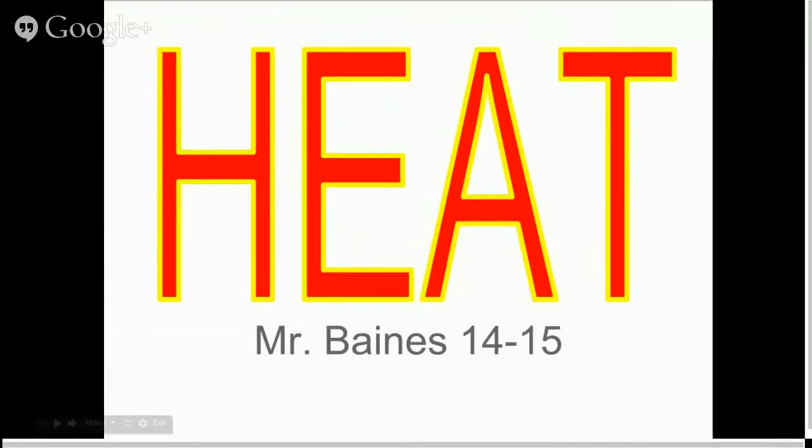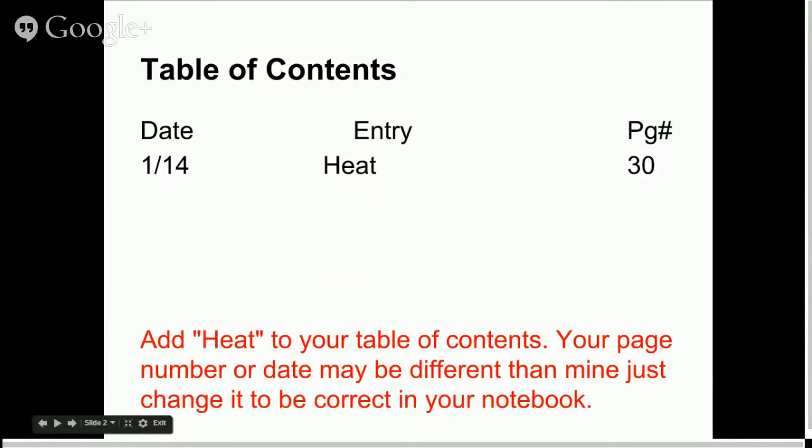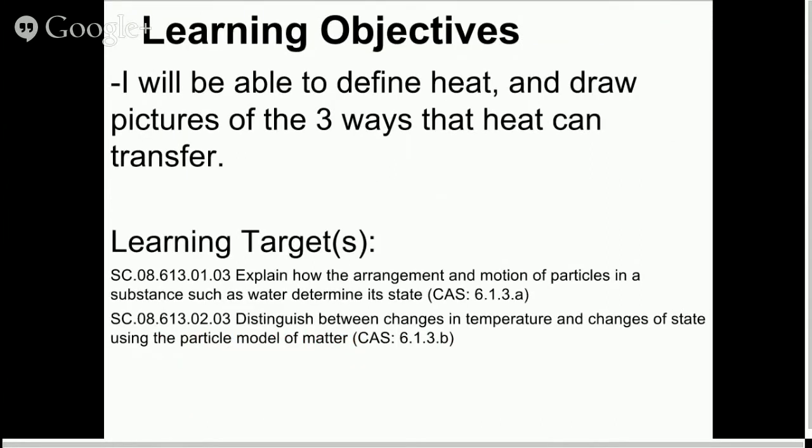Let's get started. First, add this to your table of contents. Make sure the date and page number are correct in your book. Go ahead and pause it. All right. Here are our learning objectives.